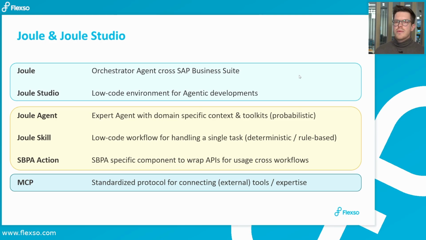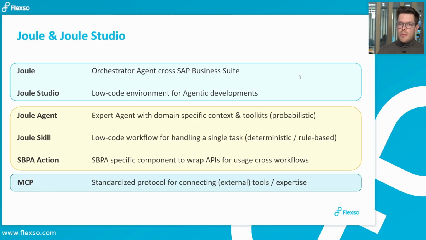But take into account that a Joule agent is still probabilistic. This means that you give it the instructions, you give it the context, you give it the toolkits, but it will make up its own mind based on what is the most logical next step, because LLMs just take the most logical next step.